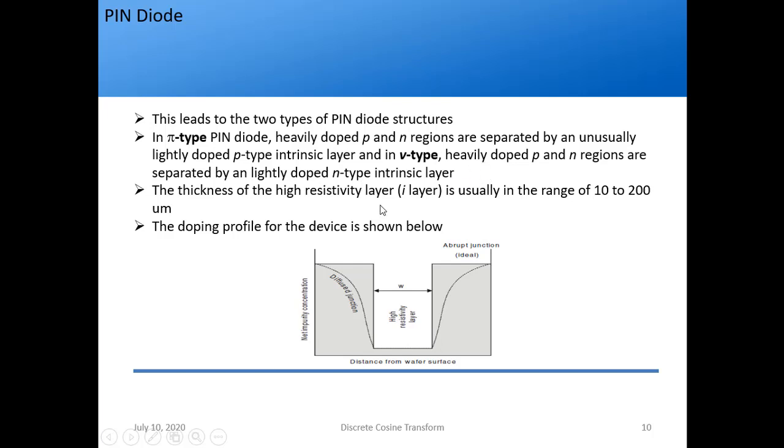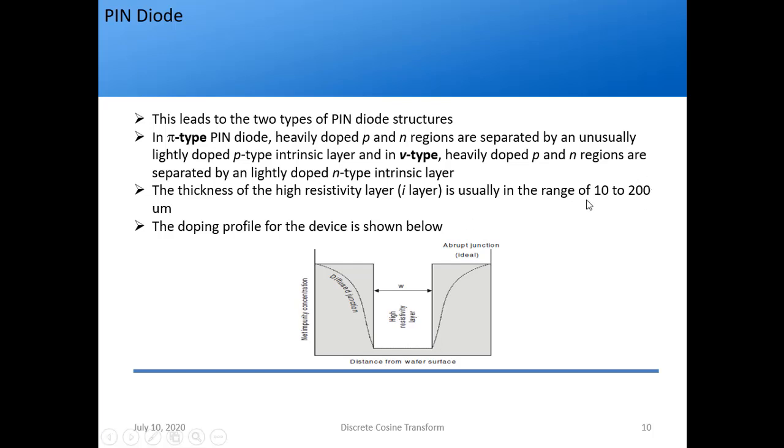The thickness is usually 10 to 200 micrometers. Remember, it is micrometers. Obviously these diodes are very small because they are used at microwave frequencies. Lambda is c by f, so frequency is high, so the wavelength should be very low.